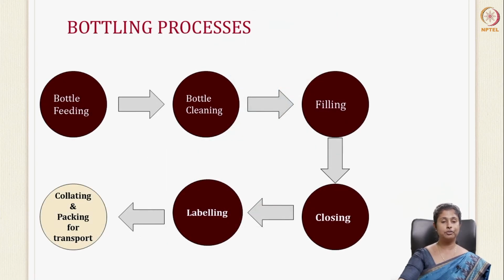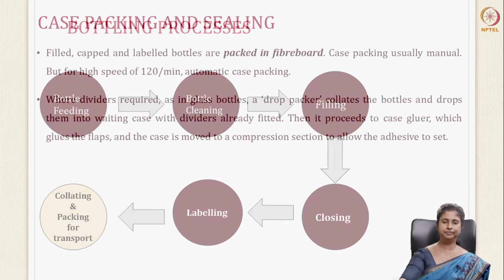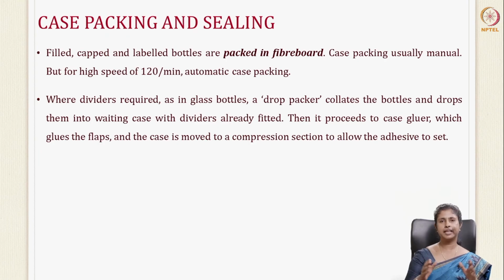So we've gone through the bottle feeding, bottle cleaning, filling, closing, labeling, and the last part is the collating and packing for the transportation. Now the filled cans or the bottles, they are packed in fiber boards. You must have seen how they are usually done manually. But if they're high speed of 120 per minute, automatic case packing is there.